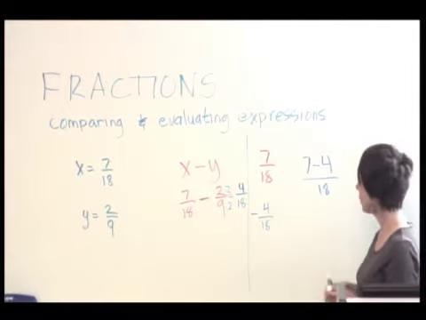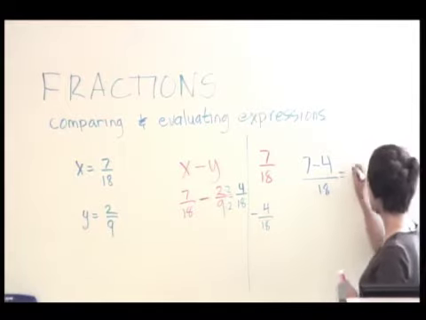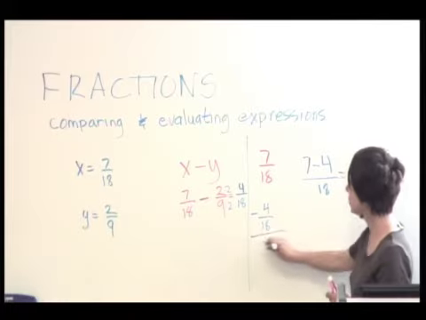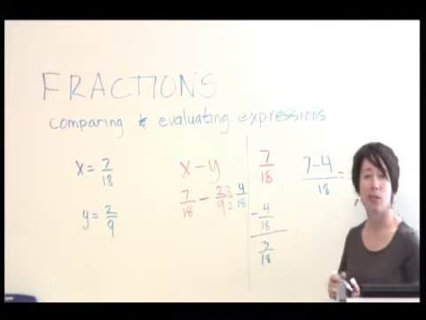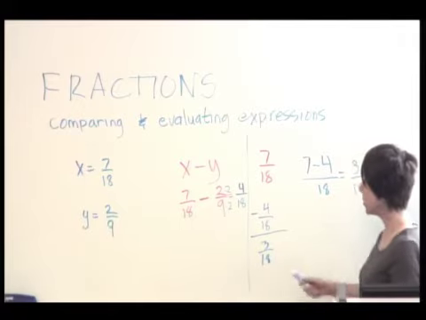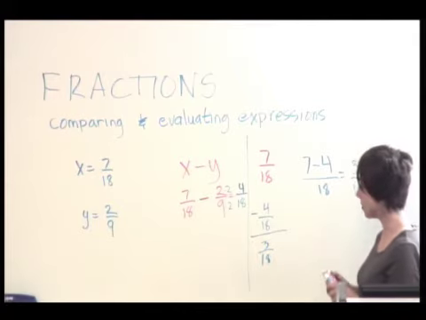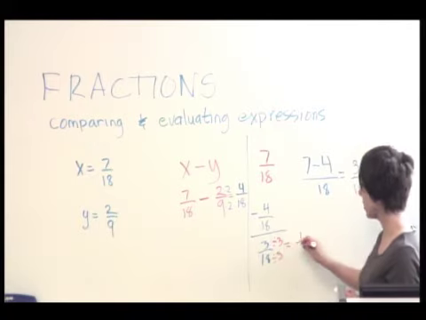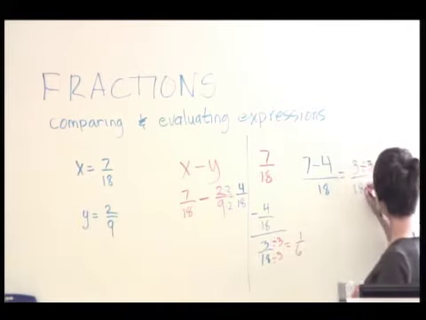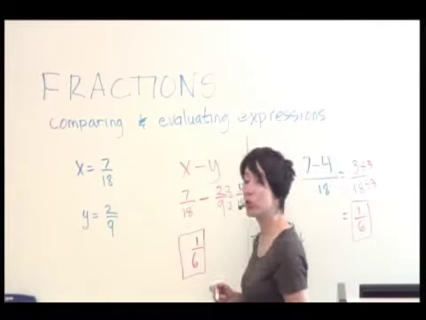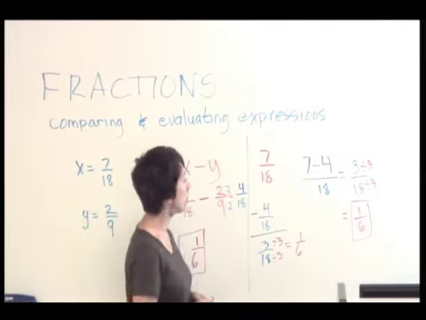Okay, so 7 minus 4 is 3. And 7 minus 4 is 3. You see we get the same answer regardless of our bookkeeping method. And we also notice that this can be reduced. 3 goes into 18 6 times. So I'm going to simplify my fraction by dividing both my numerator and my denominator by 3. So the final answer, what you would enter would be 1/6.